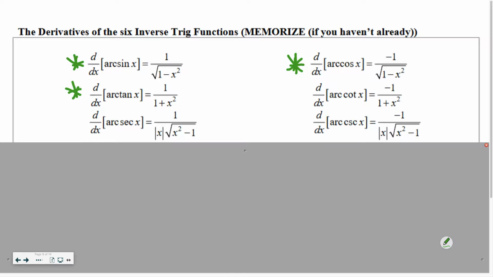Make sure yours look exactly like mine. If you don't have the rule copied down correctly, you're not going to do your homework correctly. Okay, so be very diligent about the details here.